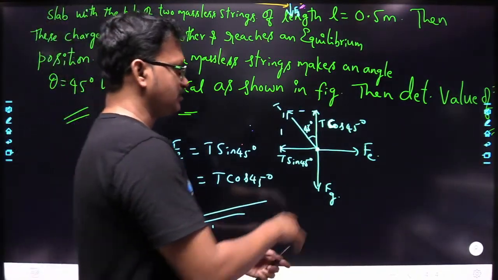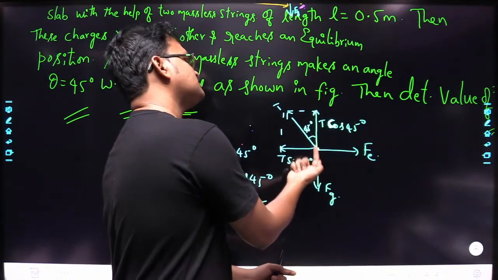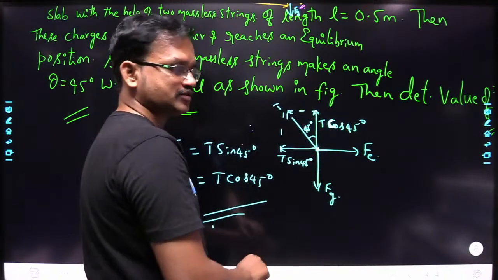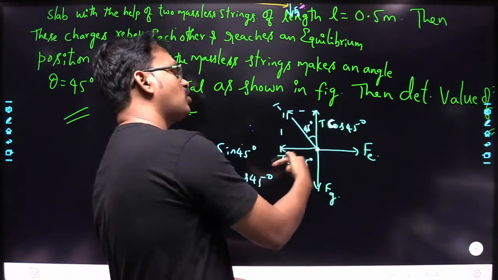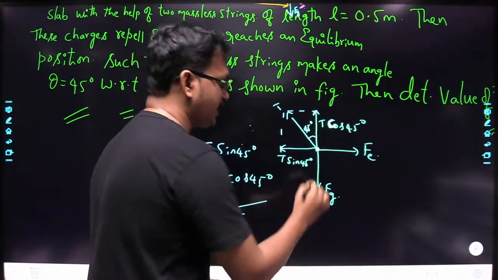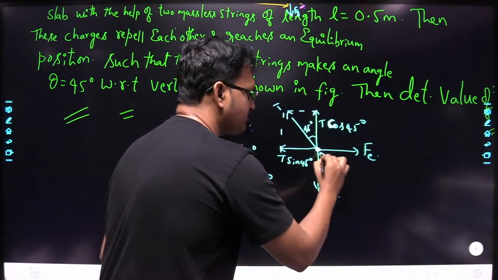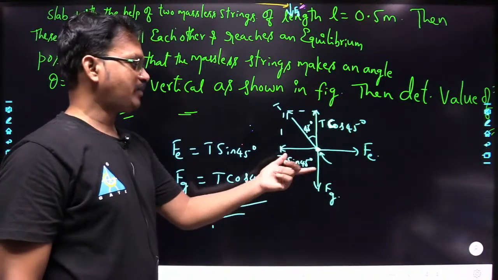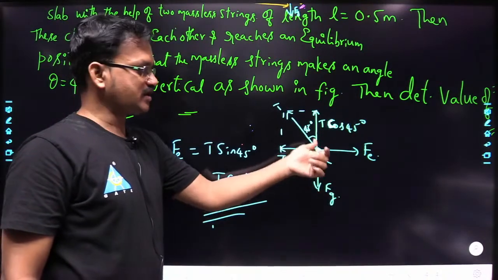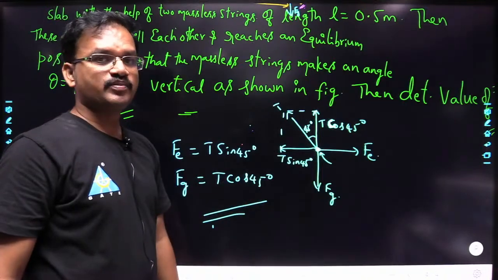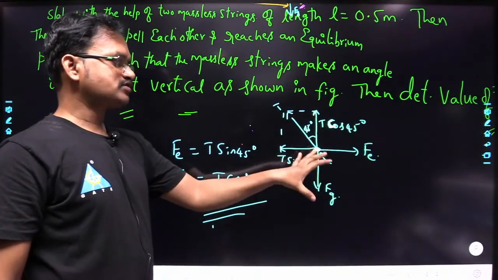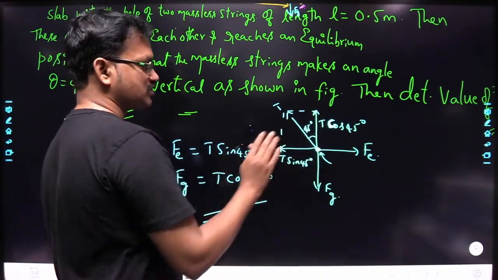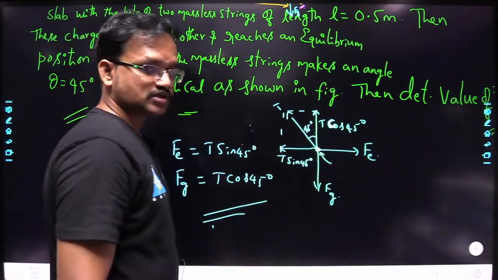Understood? Because this vertical force is acting in the upward direction, it must be equal to the gravitational field force. And this T sin 45 must be equal to the electrical field force. Then only the net force here will become equal to 0. Why are we making the net force equal to 0? Because they said that the object is in the equilibrium position. That means the net force acting on that object must be equal to 0, so all the vertical forces must sum to 0 and the horizontal forces must also sum to 0.